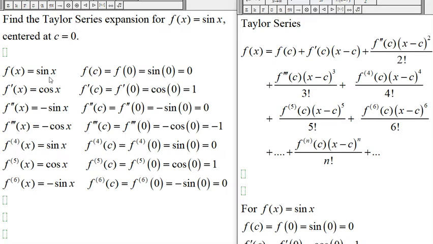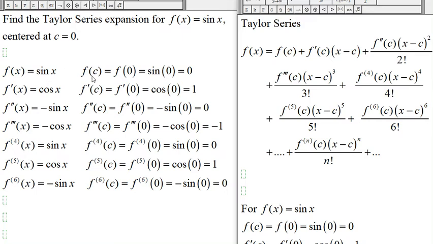The derivative of sine of x, first derivative, is cosine of x. And then the second derivative, the derivative of cosine of x, is negative sine of x. The third derivative, the derivative of negative sine of x, is negative cosine of x. The fourth derivative is sine of x. And then the fifth derivative is cosine of x. And then the sixth derivative is negative sine of x. And so now we got the first six derivatives, and we evaluate each derivative at c equal to 0.